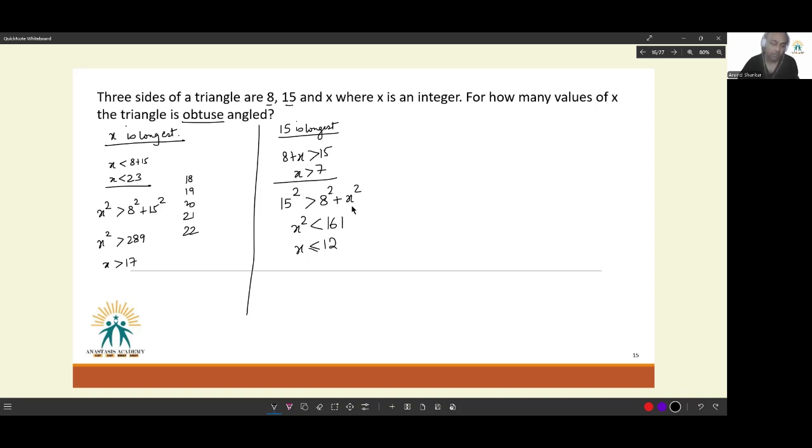So the acceptable values x can take here will be 8, 9, 10, 11, 12. We get 5 potential values of x from here. So for how many values of x is the triangle an obtuse triangle? There are 10 values of x for which it is an obtuse triangle.